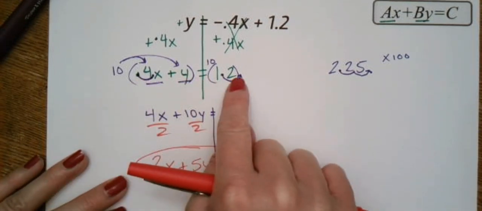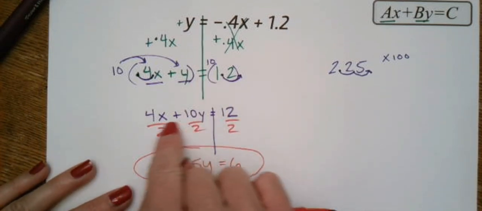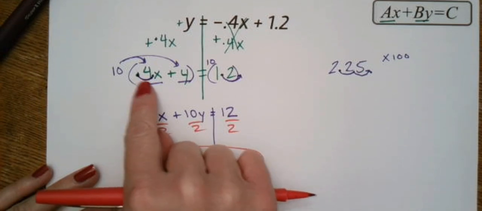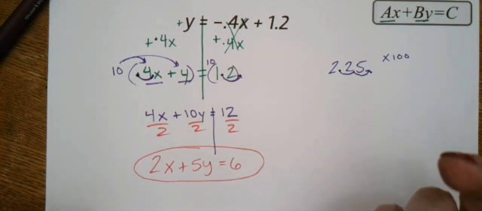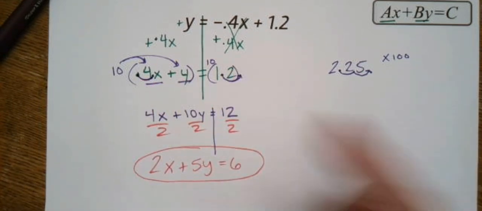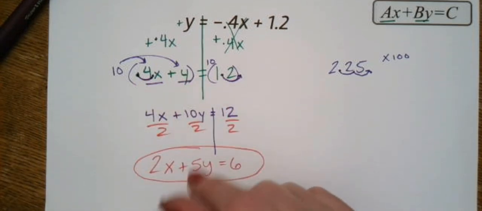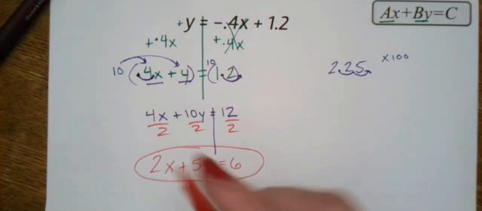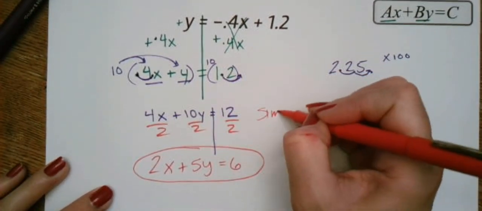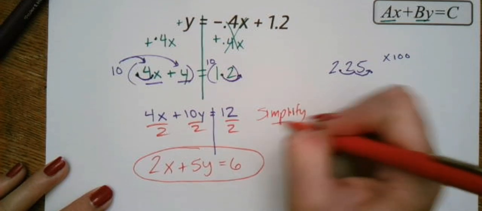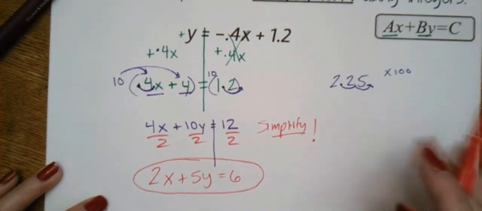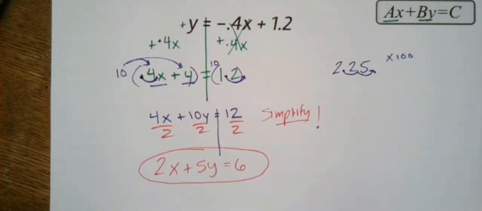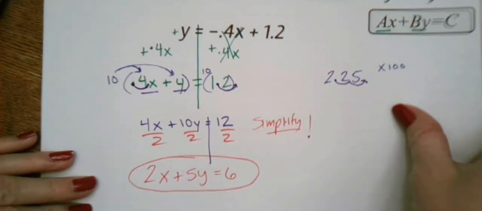Had I multiplied everything by 5, I wouldn't have needed to simplify here, but it's much less likely that you're going to notice multiplying by 5 will get you whole numbers. It's just easiest when you have decimals to multiply by 10 or 100. And then, of course, simplify if you can. And sometimes you can. Okay, perfect. All right, so we've changed a slope-intercept form equation into standard form. And we got rid of those decimals. All right.